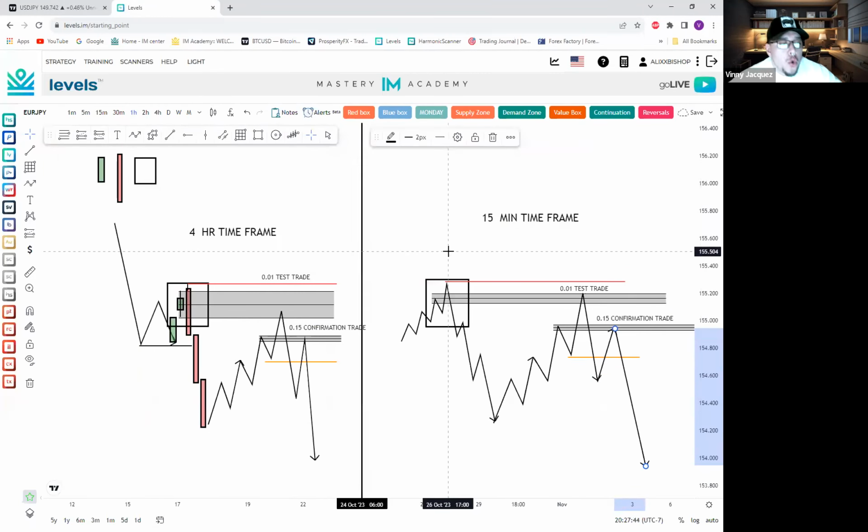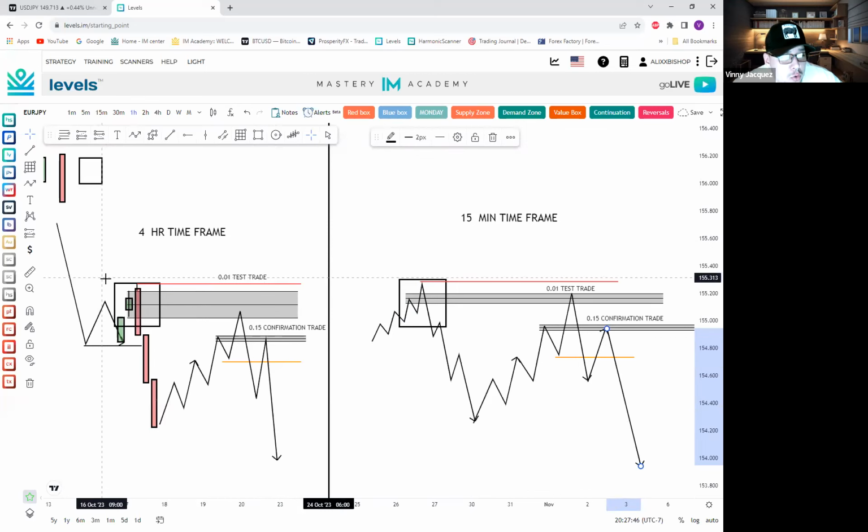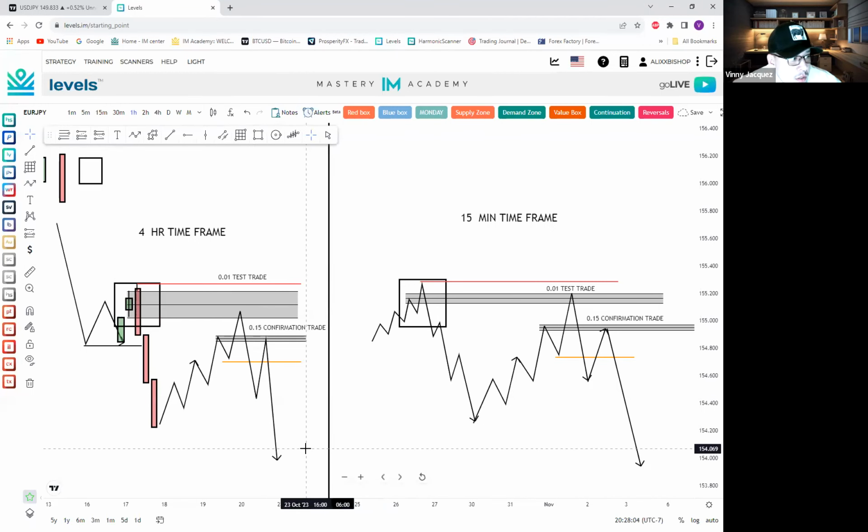Fives? Let's go. All right, cool. Now I'm going to show you the demand zone. Let's clean up real quick. Actually, let's take a screenshot. I hope you guys took a screenshot. Awesome. All right, cool.